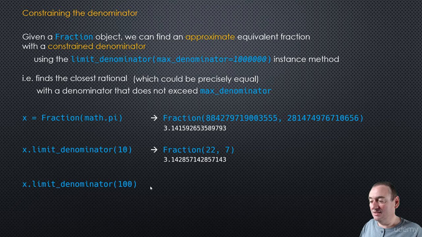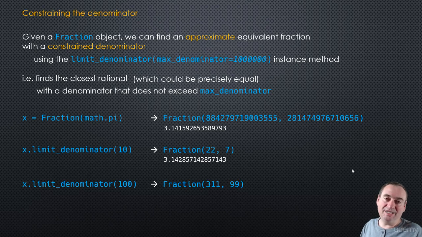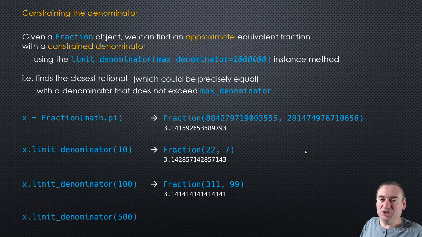Now, similarly, we can tell Python to find the closest fraction, the closest rational number, where the denominator does not exceed 100. And it will calculate and find that 311/99 is the closest we can get. And if we evaluate that as a float, this is what we get, 3.141414 recurring. So you can see we're a little bit more accurate, a little closer to the actual value of pi than 22/7. Now we can push that up even further.